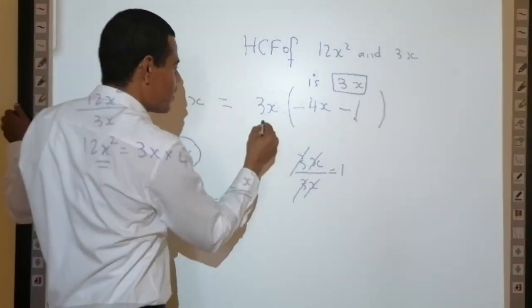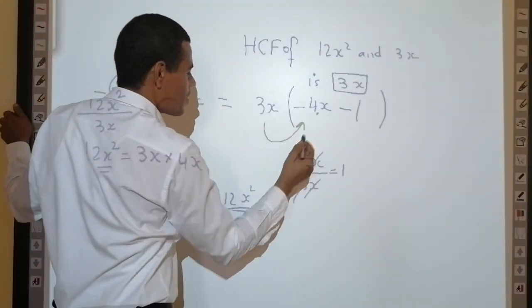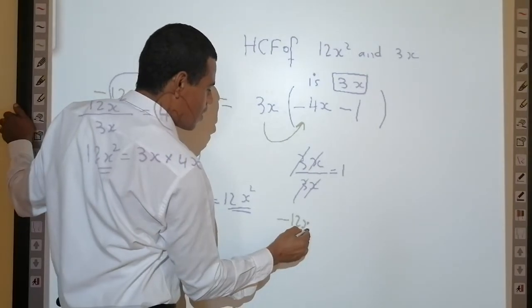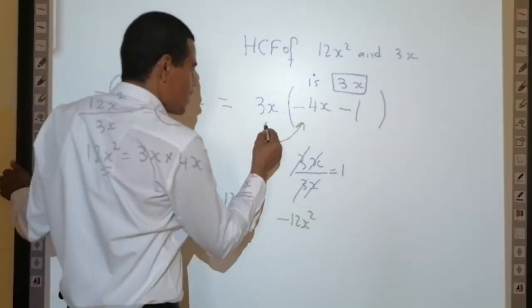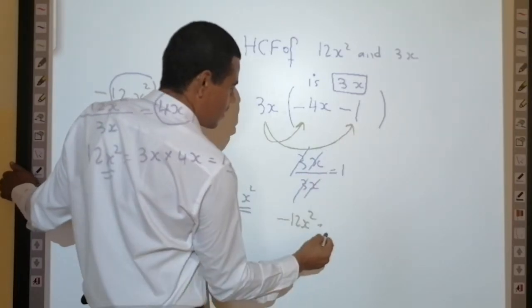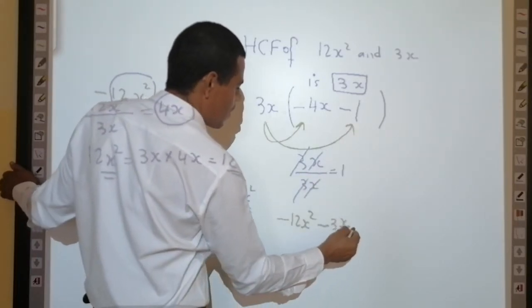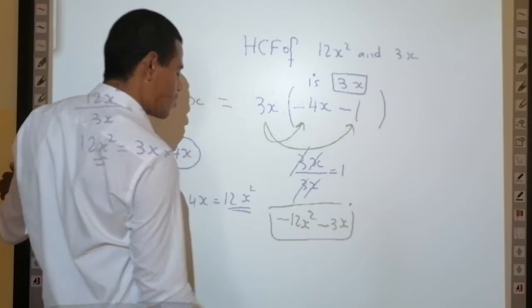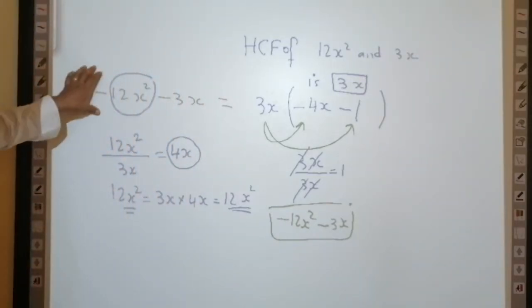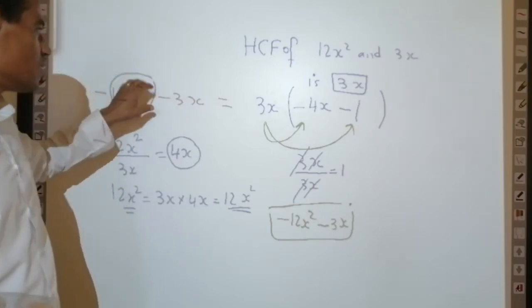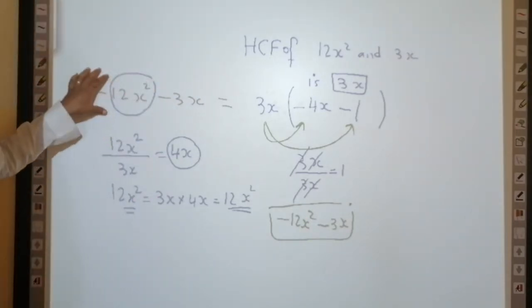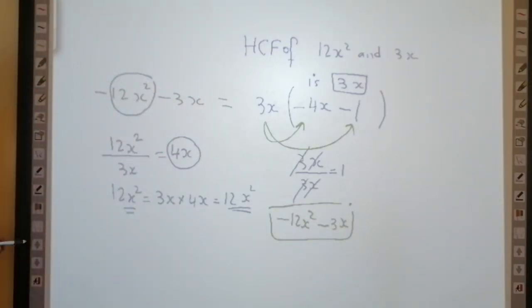If you would like to check, just make like that. 3x multiplied gives negative 12x squared. 3x multiplied by negative 4x. Then 3x multiplied by negative will be negative 3x. Therefore, you got the answer that you started with first. Okay.